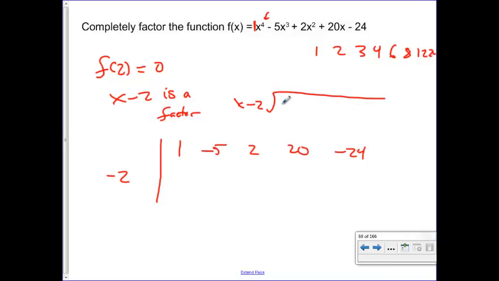Right? Because what we're trying to do is divide x minus 2 into that stuff. That's why I'm really harping on this terminology. You have to know the difference between a root and a factor. Okay.